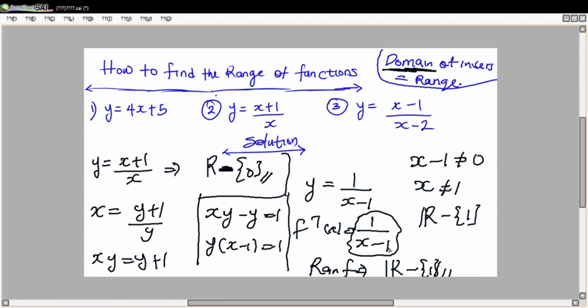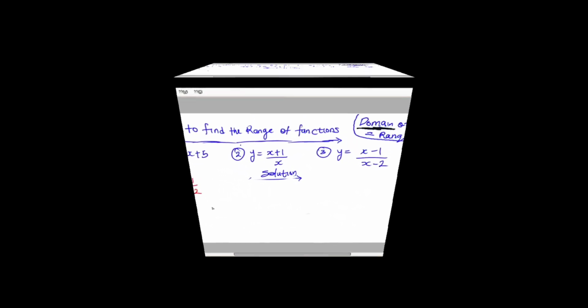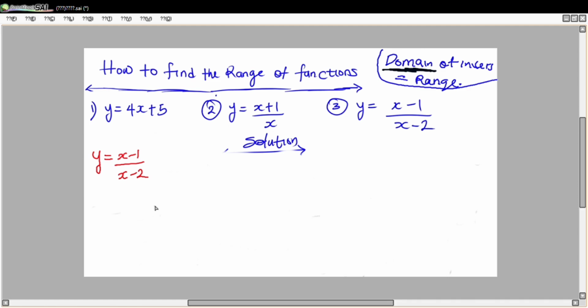Now for the third one, let me clean the board so that we can start. Now, we want to find the range of this. I believe we can find the domain of this. Try to solve it out, but the answer is all real numbers except 2. So to find the range, let's find the inverse. We exchange: x equal to y minus 1 over y minus 2. Let's cross multiply: xy minus 2x equal to y minus 1.